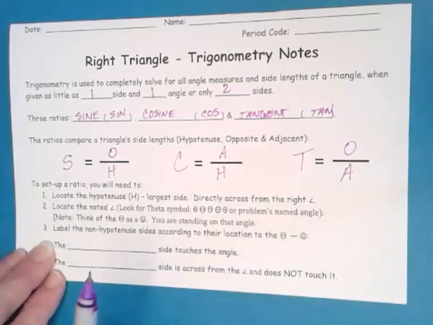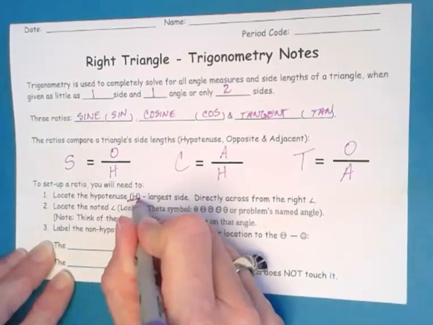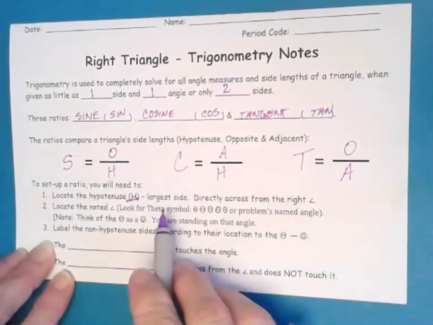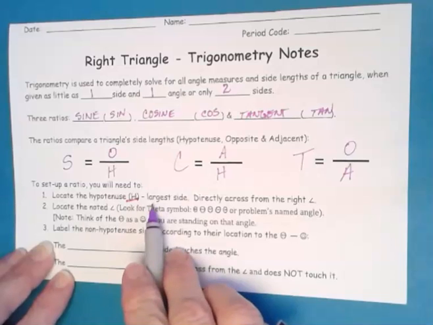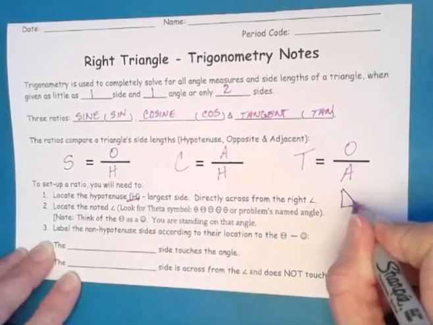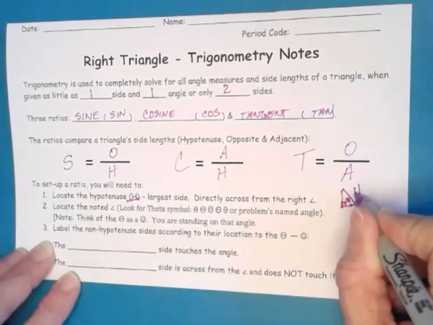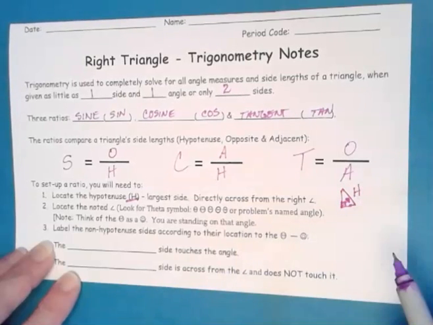The first thing you're going to need to do to start a problem is find the hypotenuse. And we started talking about this last unit. It's your longest side across from your largest angle. So you're going to find your right angle and draw an arrow across and label it hypotenuse.